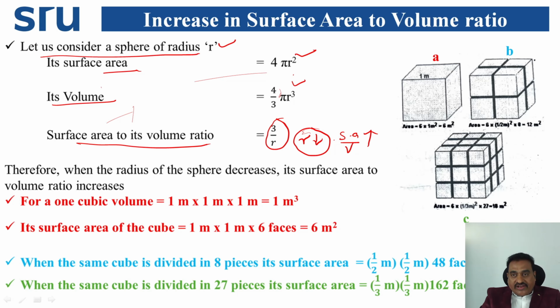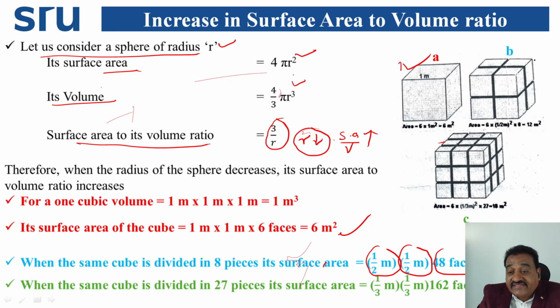For a cube, 1 meter into 1 meter into 1 meter, that is 1 meter cube, that is the volume. The surface area of the cube is 1 meter into 1 meter into 6 faces, 6 meter square. So for this bulk material, we can also try to understand in this method. When the same cube is divided into 8 pieces, one piece is half meter into half meter into 4 into 8 faces. So 48 by 4, we get 12 meter square.